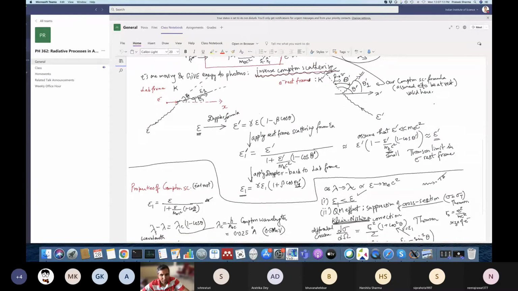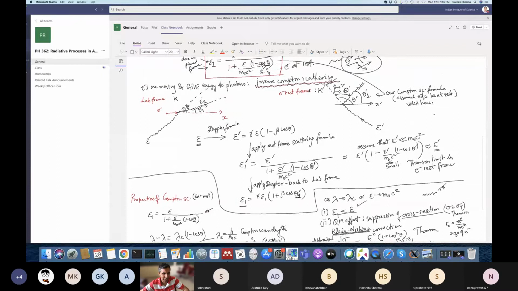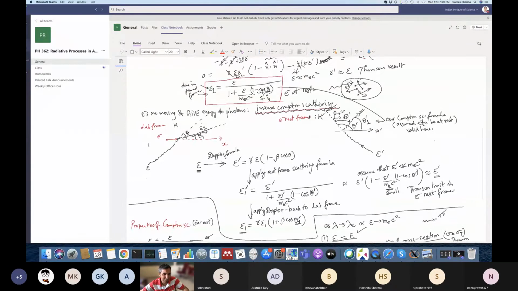So here is the situation for inverse-Compton scattering. You have this lab frame K, in which a photon of energy epsilon is incident. An electron is moving, and this moving electron collides with the photon, and there is an energy exchange. The photon which is coming in at angle theta moves at angle theta 1, and its energy goes from epsilon to epsilon 1. And this is the picture in the electron rest frame K prime.